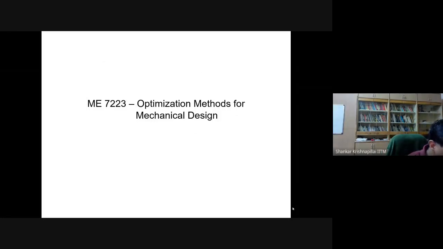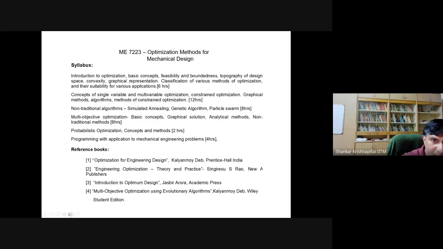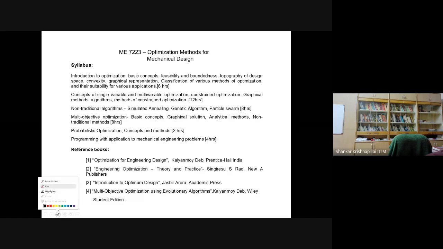So today we'll start the introduction part of this optimization methods for mechanical design. What you see here is the syllabus of this optimization methods for mechanical design. This is exactly the same as the MTech syllabus which we teach as an elective. It consists of various parts, and I will briefly describe.